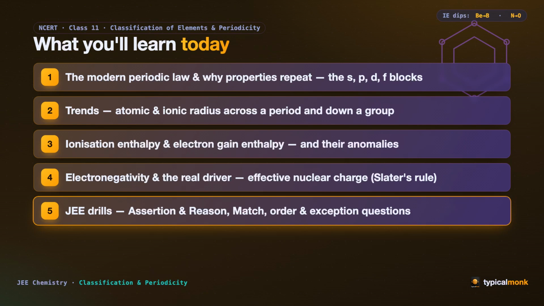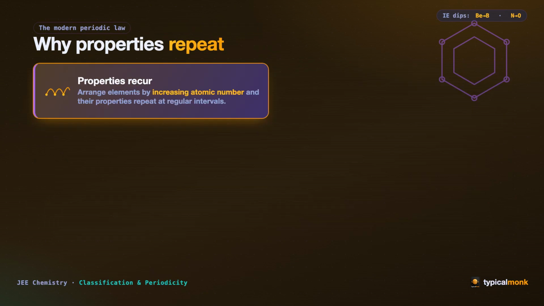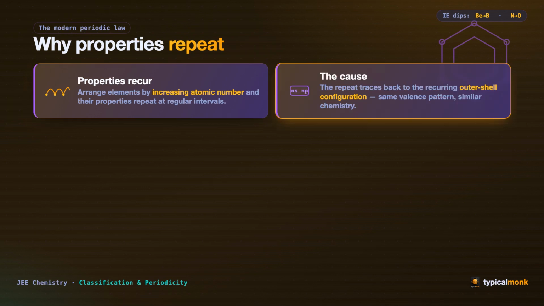Ready? One idea at a time. Let us start with the law itself. The modern periodic law says something simple and profound. The properties of the elements are a periodic function of their atomic number. Arrange the elements by increasing atomic number, and their properties come back around at regular intervals. And here is the cause, the heart of it. That repetition happens because the outer shell electron arrangement repeats.